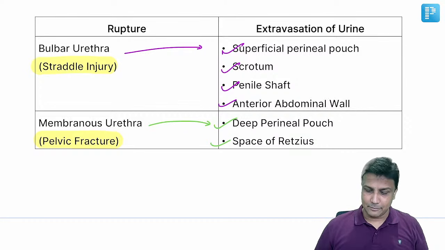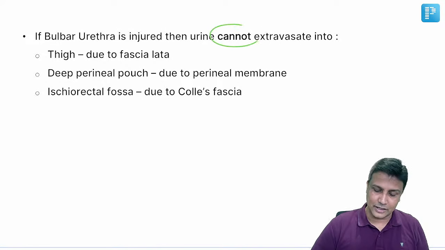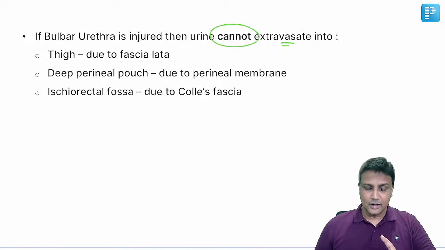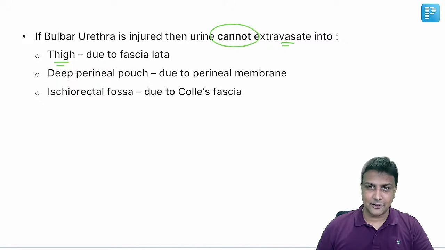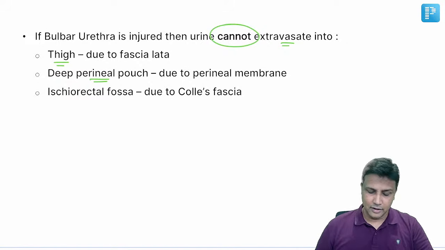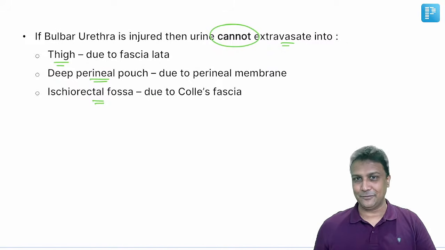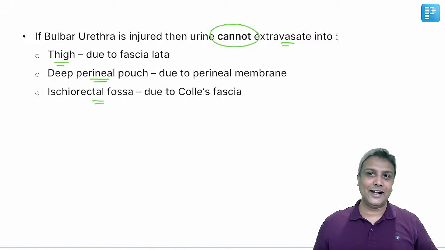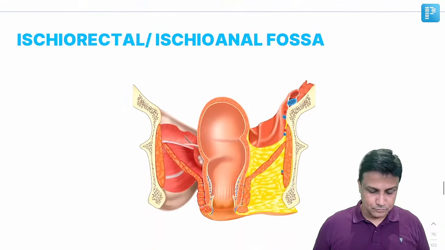Now, where is the urine going? We know that very well. But in the exam, they're also asking where the urine is not going, I mean to say where the urine cannot extravasate. Like, urine cannot go into the thigh due to which fascia? Fascia lata. The urine cannot go into the deep perineal pouch because there is a membrane present there. Which membrane? Perineal membrane. And of course, it cannot go into the ischiorectal fossa due to the Colles fascia. So you have to remember the reason why it is not passing from there, sir. Why it is not able to go into that one, guys.